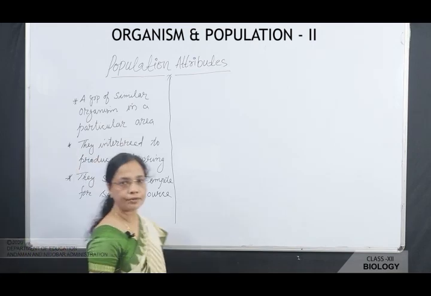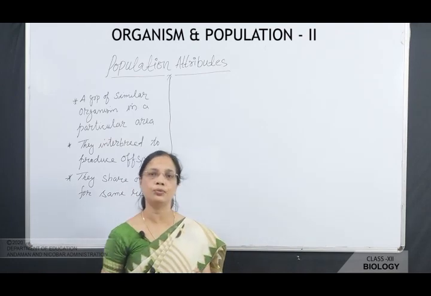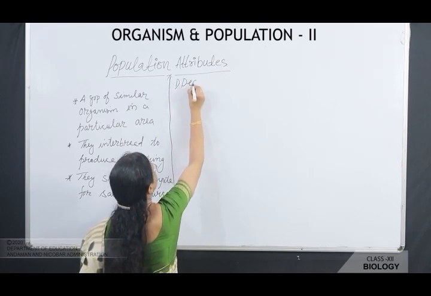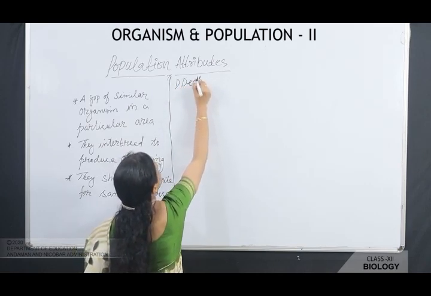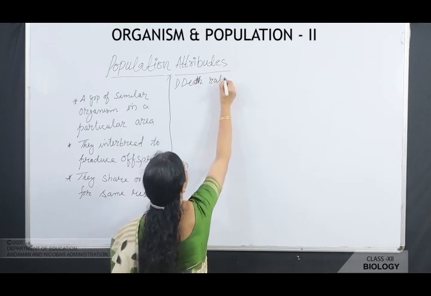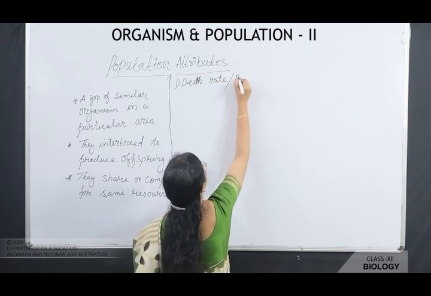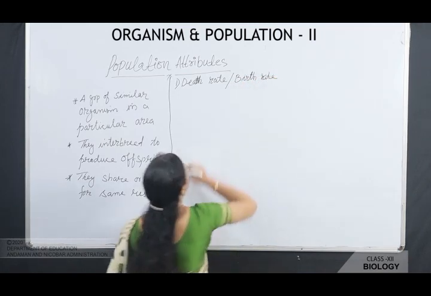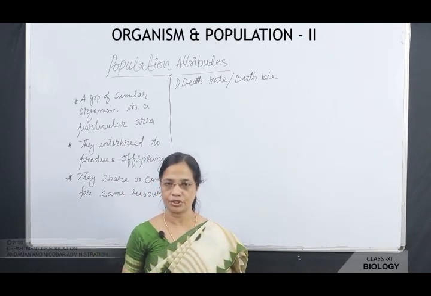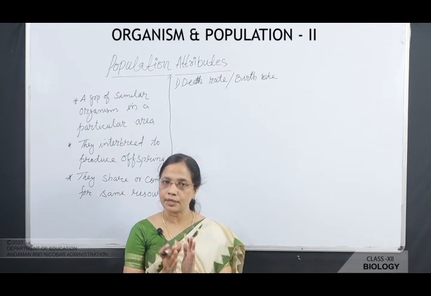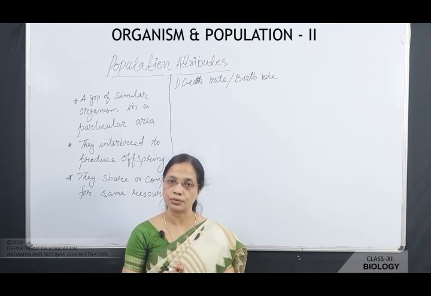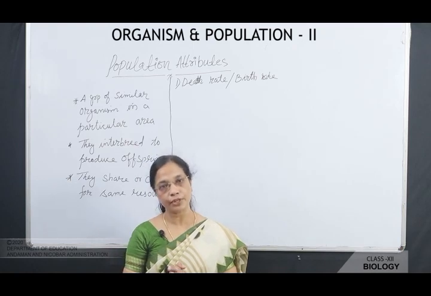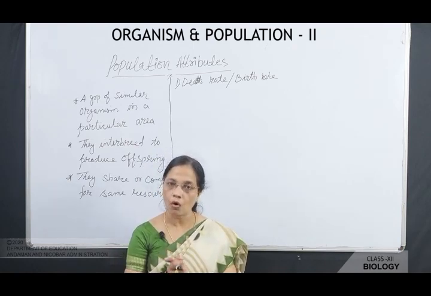So then what is attributes? Attributes are certain points used in the population. The first attribute is death rate or birth rate. So this term death rate or birth rate is used for a population. It is never used for an individual. For an individual, we use the term death or birth.